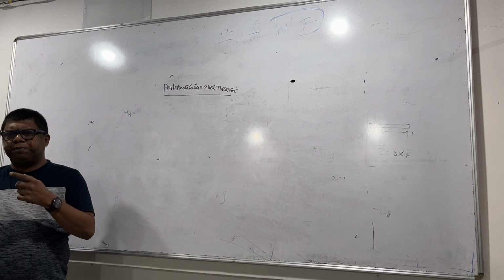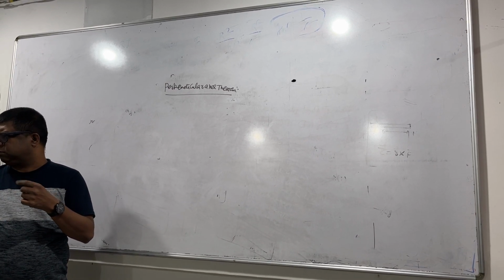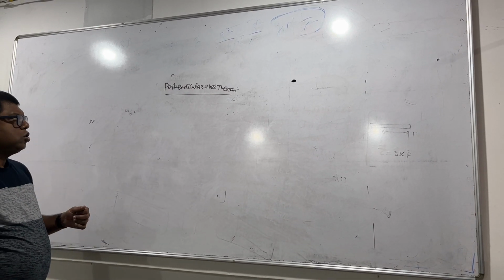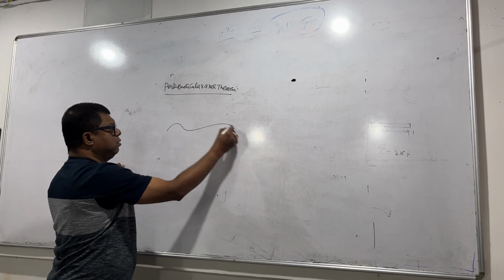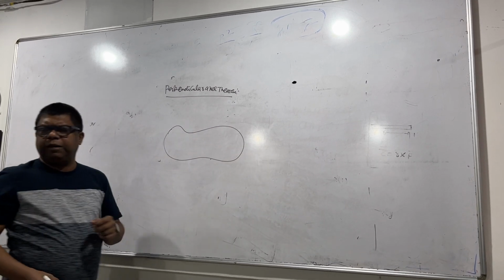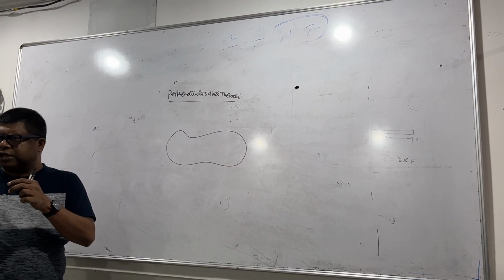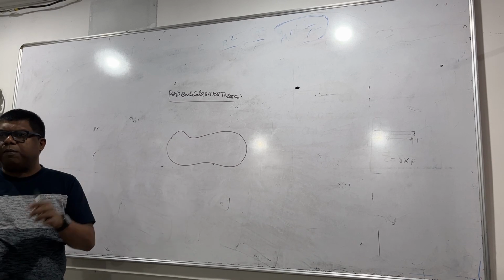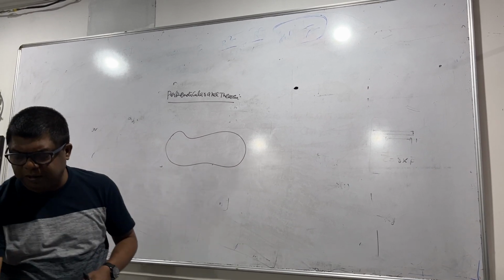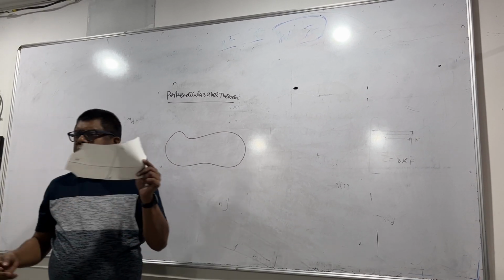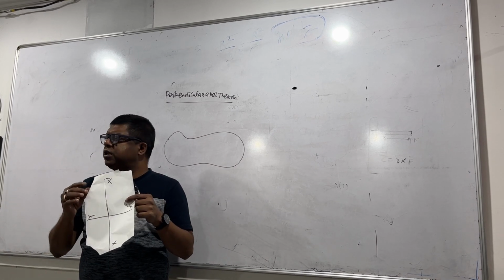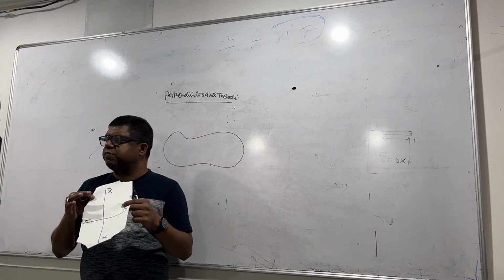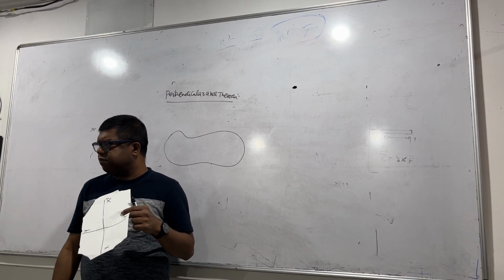We'll discuss the perpendicular axis theorem. So this is the one lamina. Lamina means a body whose thickness is very small in comparison to its area. This is the lamina, and this is its thickness. The thickness is very small in comparison to the surface area.